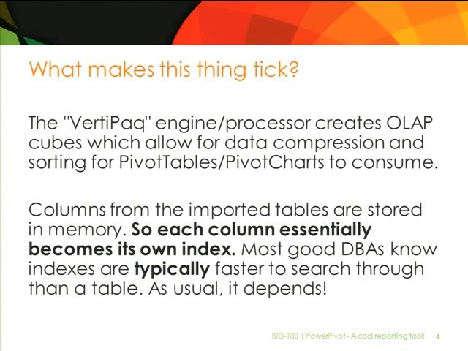So columns from the imported data are stored in memory. So each column essentially becomes its own index. And most good DBAs know that indexes are typically, as long as you don't have too many or crazy ones, faster to search through than a table, like a table scan, for example. But as usual, it depends.